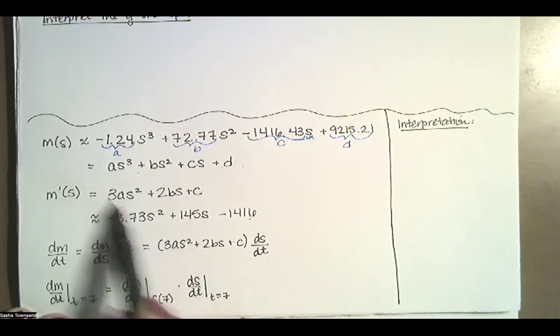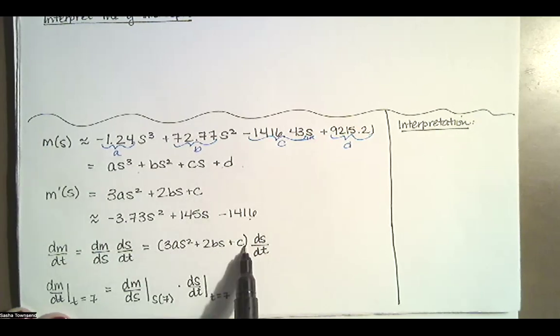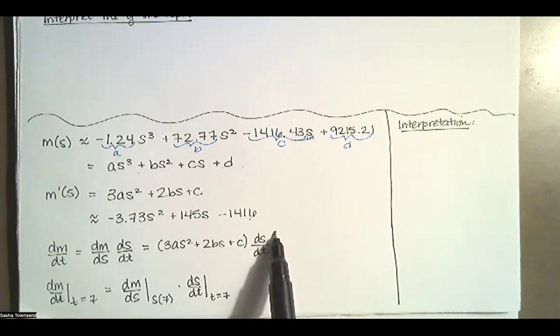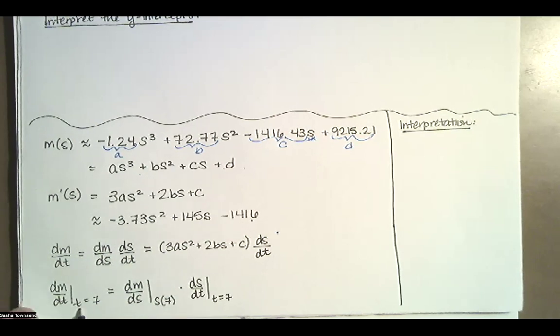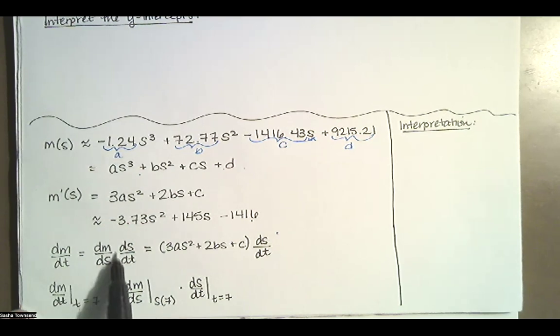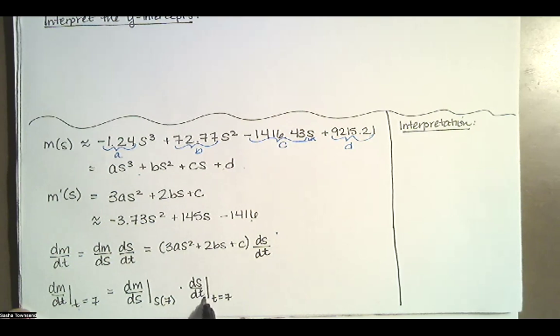So we just have this function here, and a, b, and c are stored by our calculator, and we're taking that function and multiplying it by ds/dt. Now we were asked for dm/dt in the year 2007, so that is when t is equal to 7. In order to find that, we take this derivative, the change in m with respect to s, and then we evaluate it at t equals 7, and then we multiply that by the derivative of s with respect to t when t equals 7.